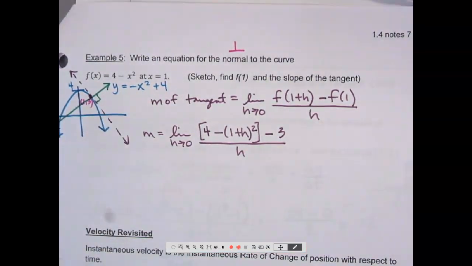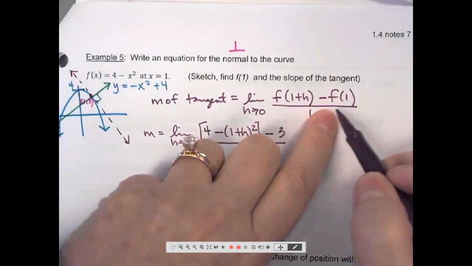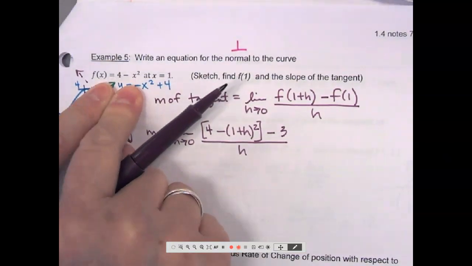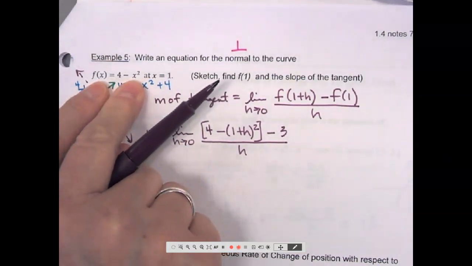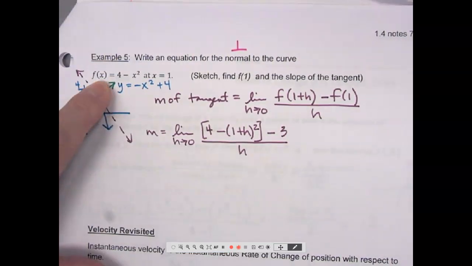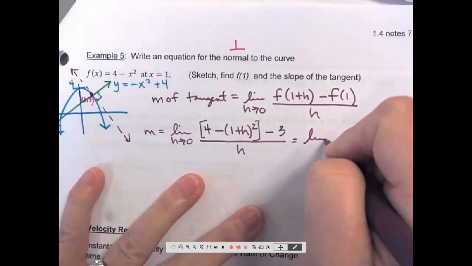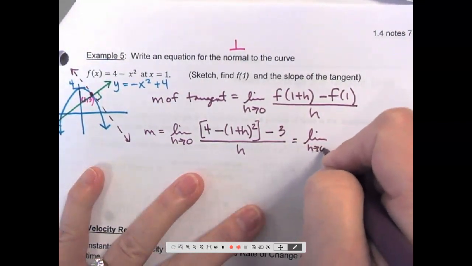Question on that? Okay, got the 3 by finding f of 1, which means plug 1 in for x. So 4 minus 1 squared, just the y value. You got it. Any other questions? Okay. Now it's just a bunch of algebra.